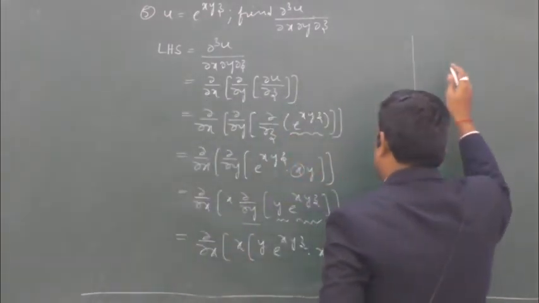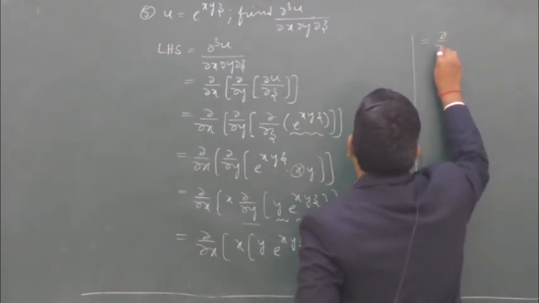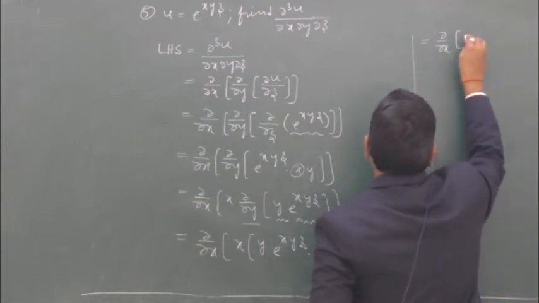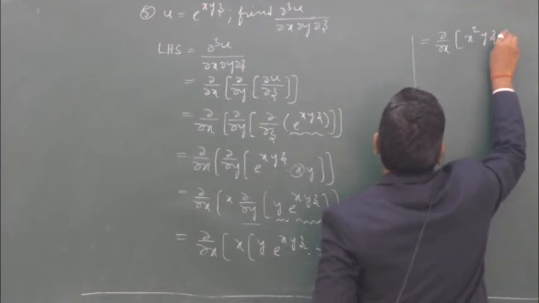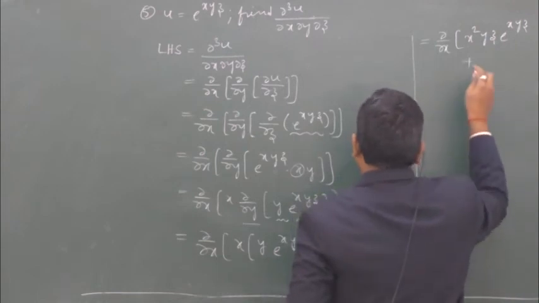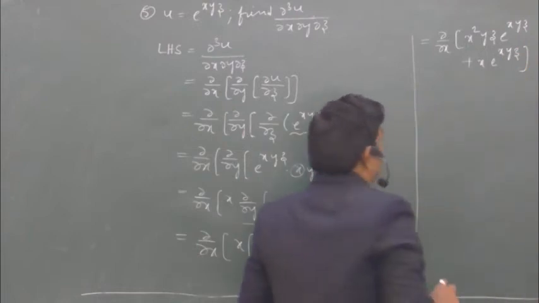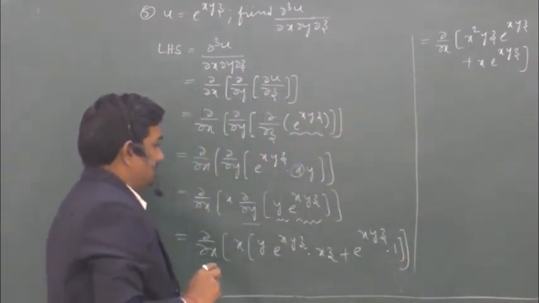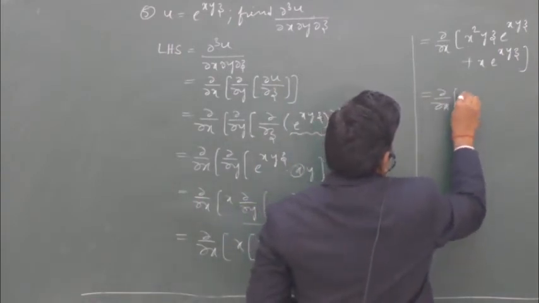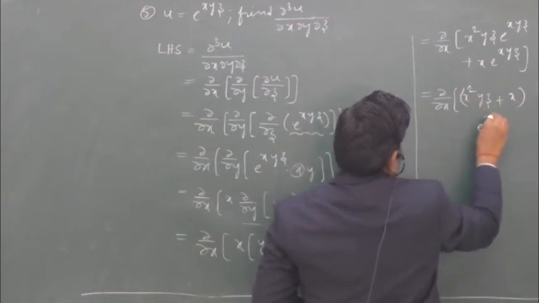Now this is equal to dou by dou x of x square yz e power xyz plus x into e power xyz. Now take e power xyz common. It is dou by dou x of (x square yz plus x) into e power xyz.